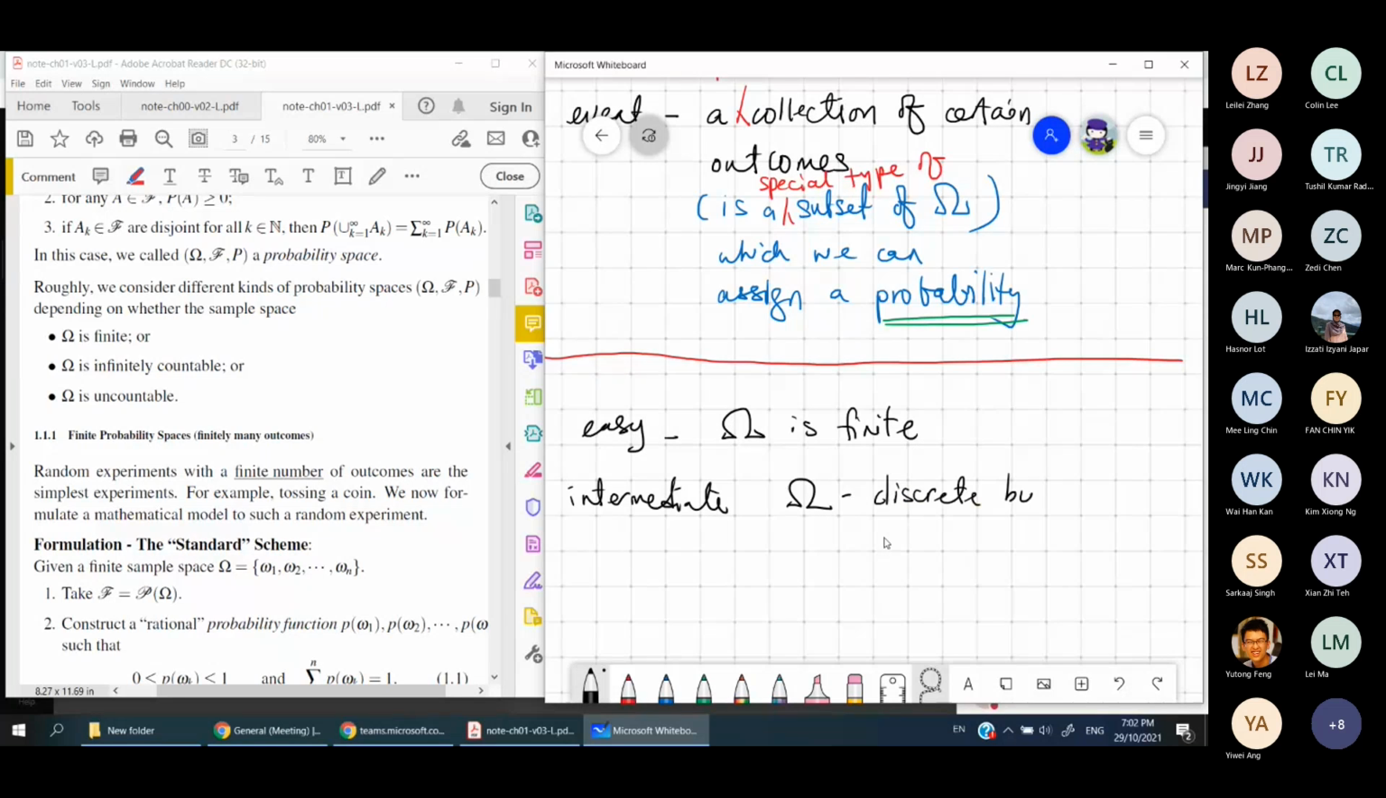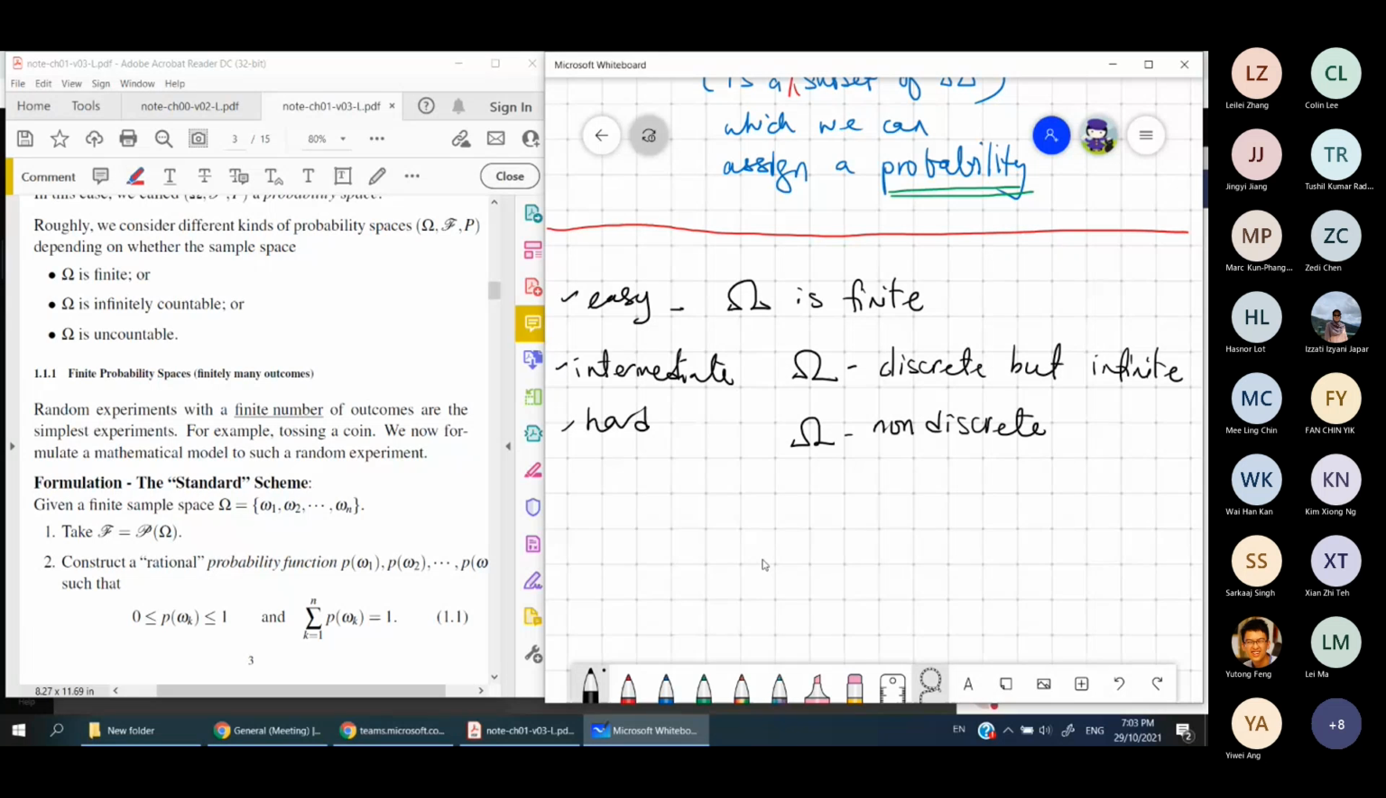but infinite. And finally, the hard one, whereby omega is uncountable. That means it's a non-discrete case. Based on the nature of omega, we can use different methods to construct the probability space. So we start with the easy one, follow with the intermediate one, and finally come to the hard one. Then we can look at a general way to do it.